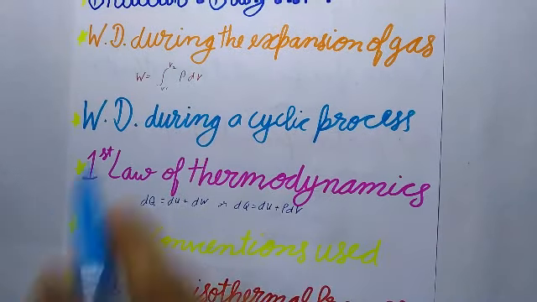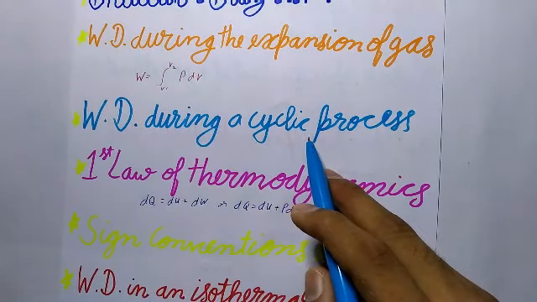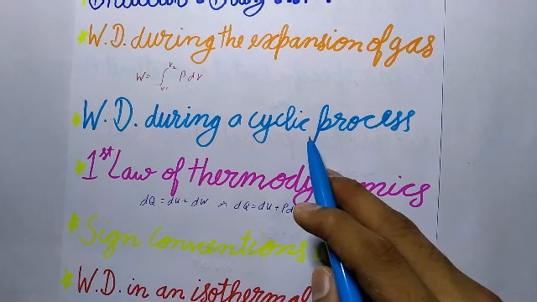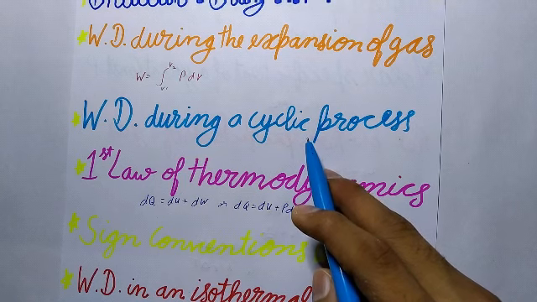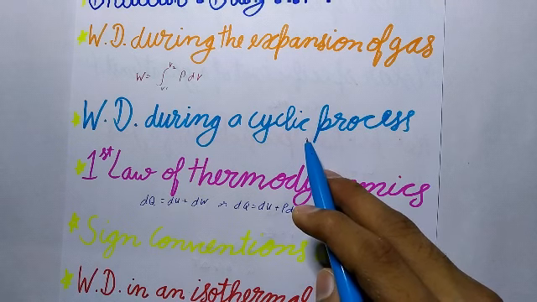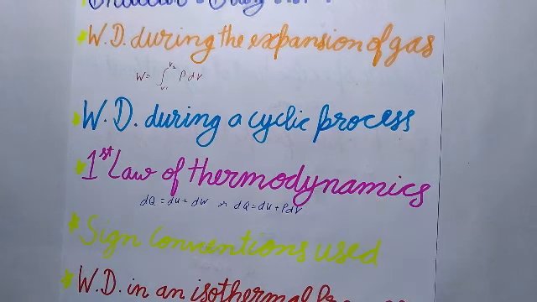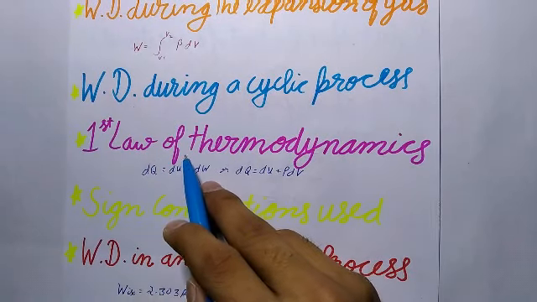Next is work done during a cyclic process. From the PV diagram, work done per cycle is equal to the area of the loop representing the cycle. First point: if the loop is traced clockwise, the work done is positive and work is done by the system. Second point: if the loop is traced anti-clockwise, the work done is negative and work is done on the system.